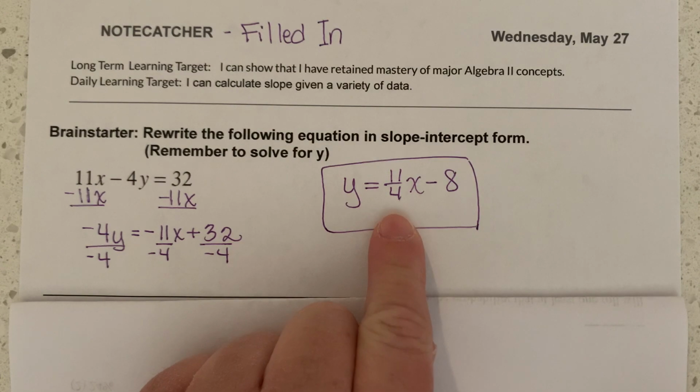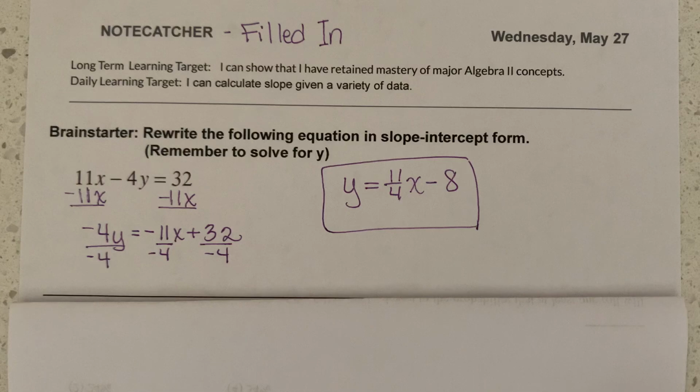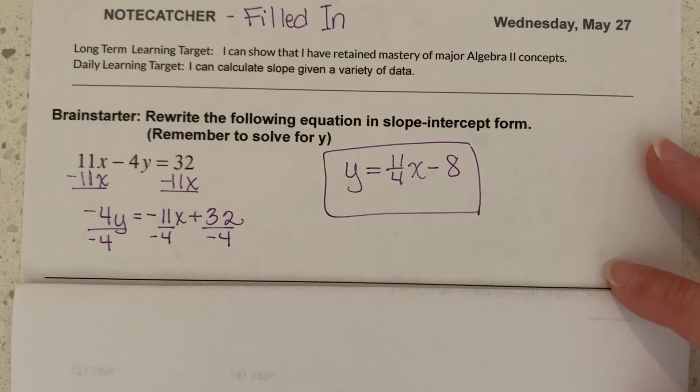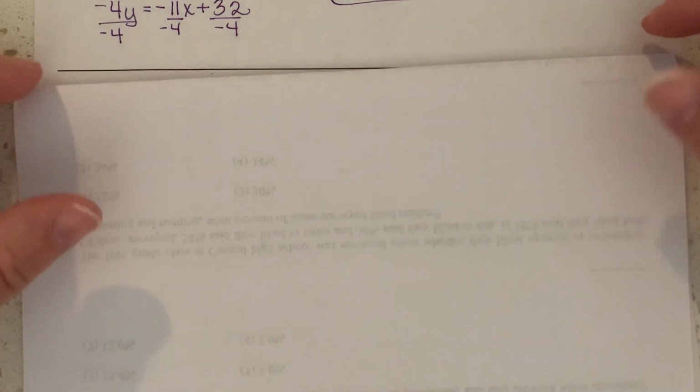Remember, 11 over 4 is our slope. Negative 8 is our y-intercept. All right, so that was a review of yesterday. We will have a quiz on Friday, so make sure that you're keeping up with us.